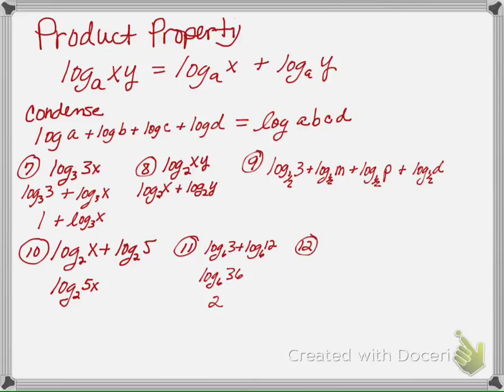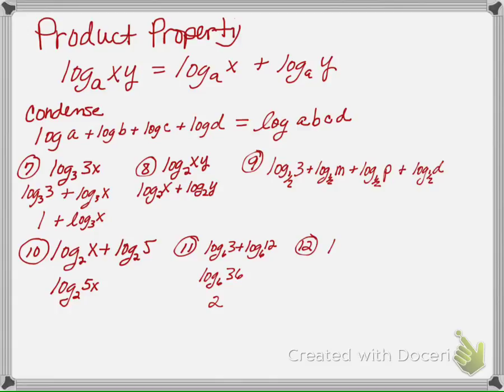It depends on what the instructions were. If the instructions just said, use the property to condense, then you would be fine to leave it at log 36 base 6. If the instructions said, use the property to condense and then evaluate if possible or simplify if possible, then yeah, you would lose some points to not take that next step. Because you can simplify that easily.